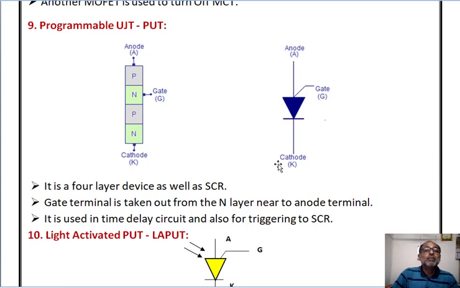Next, programmable UJT, that means PUT. Now it is a 4-layer device, as well as SCR. Already we have seen SCR is also a 4-layer 3-junction device. So the programmable UJT is also a 4-layer 3-junction device. But the gate terminal is taken out from the N layer, which is nearer to the anode. There is a difference between SCR and programmable UJT. So it is most important.